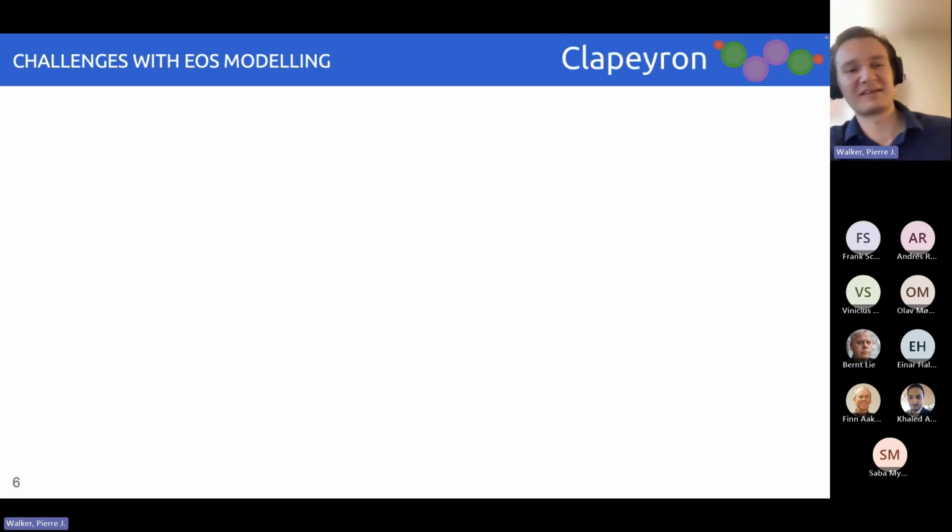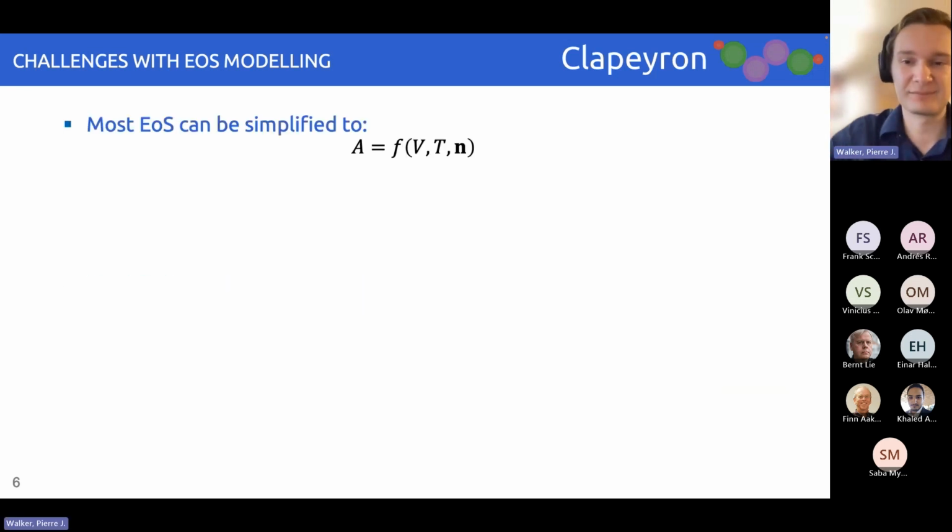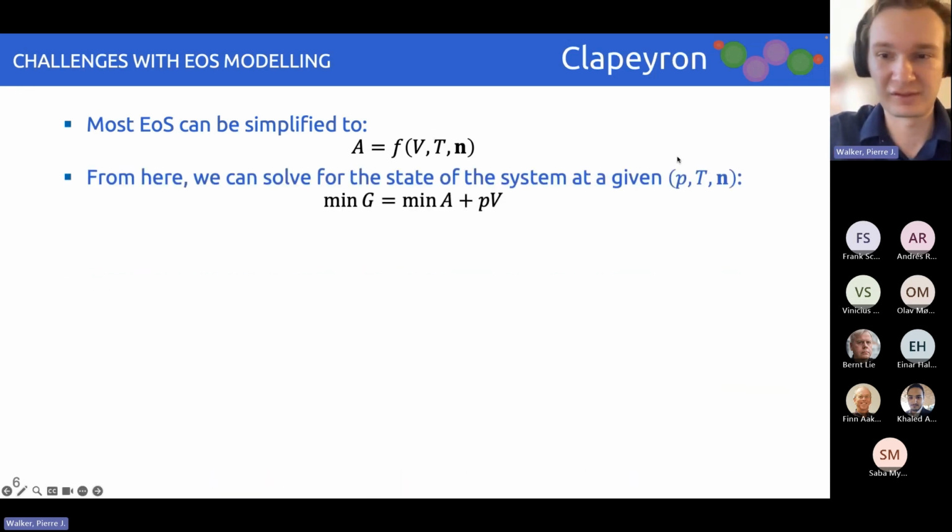Now, beyond the nice syntax, the Julia computing language has helped us address a few challenges with equation of state modeling. To summarize, most equations of state can essentially be simplified to a function that is dependent on the volume, temperature, and composition of our system, and the output of this function is what is known as the Helmholtz free energy. Now, this property alone is not very useful, and to get useful information at a given set of conditions, such as pressure, temperature, and composition, we need to solve this optimization problem.